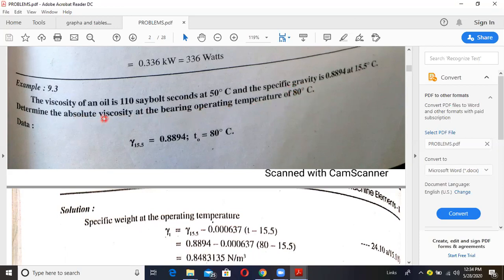Coming to the data, the specific gravity is always represented by gamma. Gamma at 15.5 degrees Celsius is equal to 0.8894. That is nothing but the specific gravity at 15.5 degrees is equal to 0.8894. And they have given the operating temperature T0 is equal to 80 degrees Celsius.